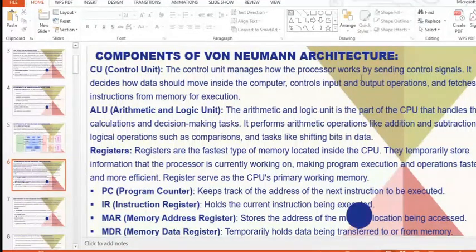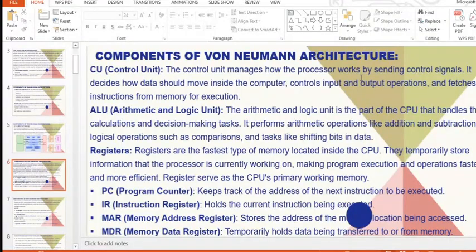Those components allow the sequential instructions to be processed within the CPU system. Then we talk about the registers. These registers are a type of memory located within the CPU, which temporarily store information. So with the registers, you are temporarily storing the information that the processor is currently working on, which makes program execution and operations faster and more efficient. These registers serve as the CPU's primary working memory. So don't forget about this: we use the registers for temporary storage of information.